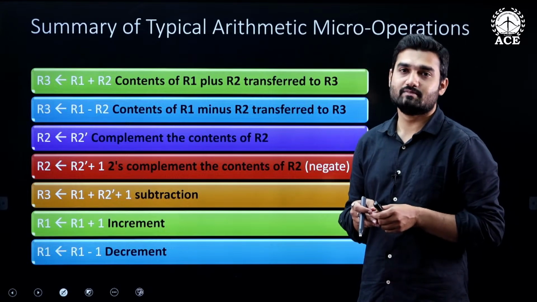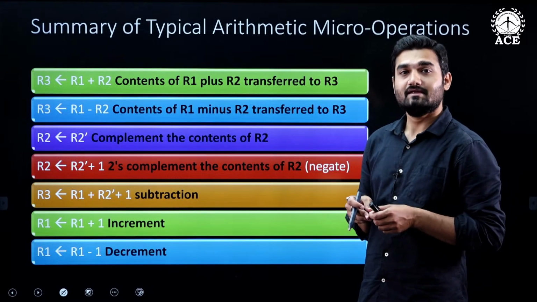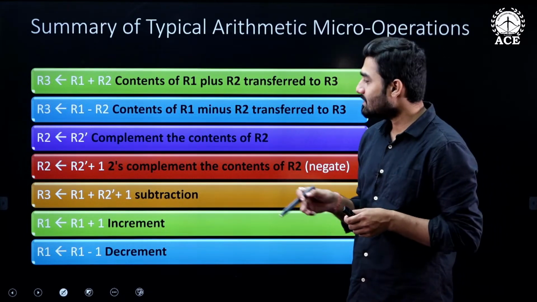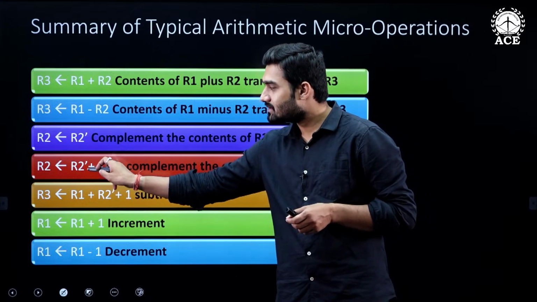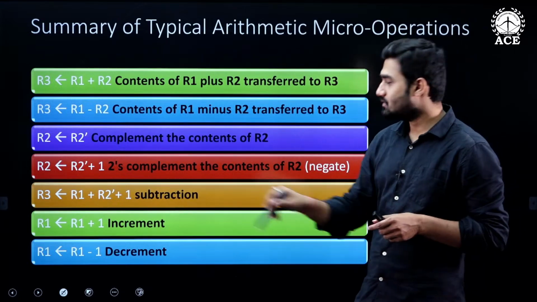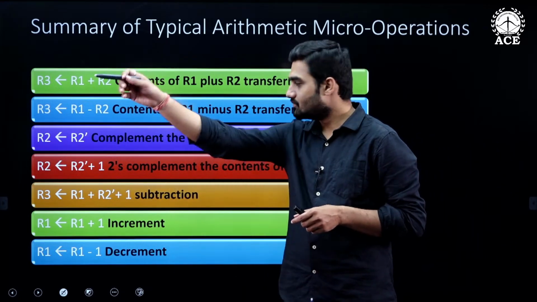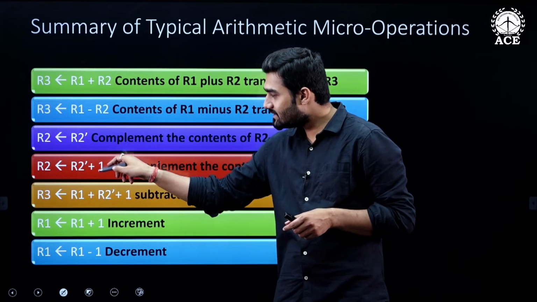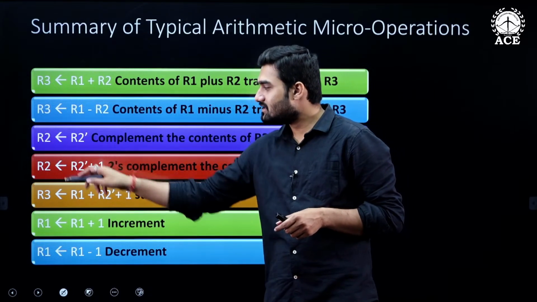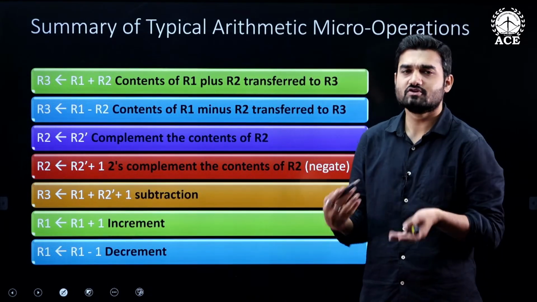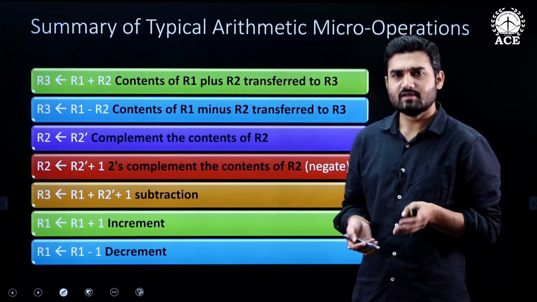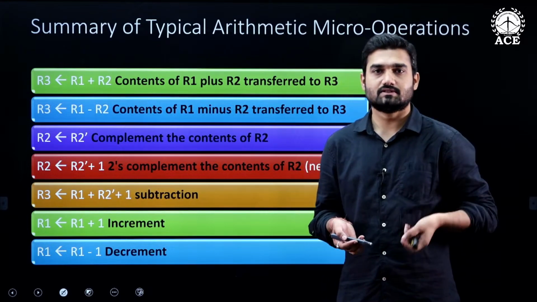The third unit is all about data representation. Inside data representation, in computer arithmetic, we are going to see how to take those complements. But this R2 dash is a complement, and if we add 1 to it, that is nothing but the 2's complement of the content of R2. You just complement it, and I am assuming you know 2's complement because it is there in digital logic.